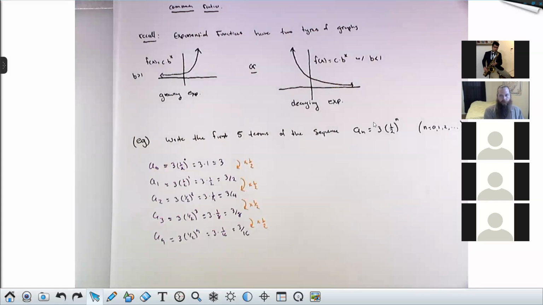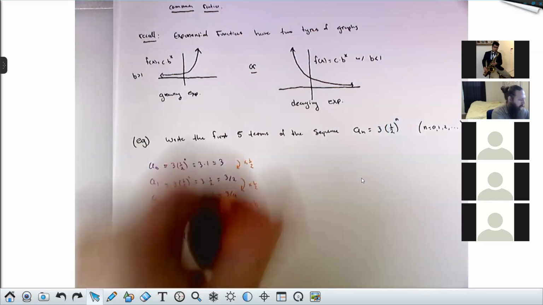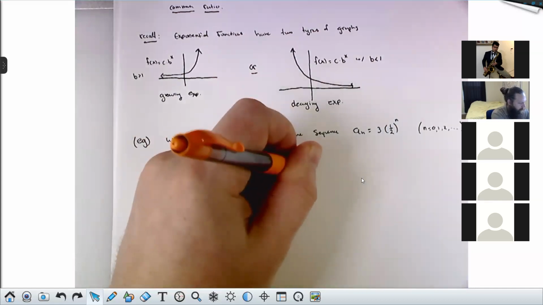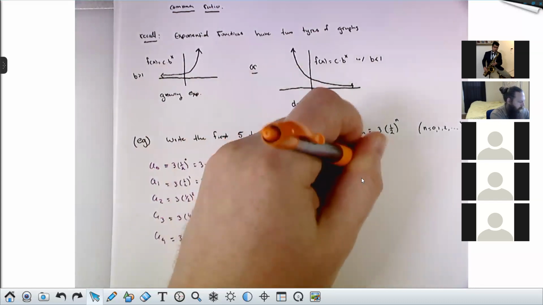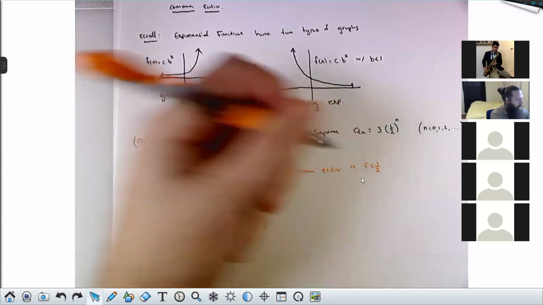And you can see that from our definition and this formula, right? This is A times R to the N. So the common ratio is R equals 1/2.